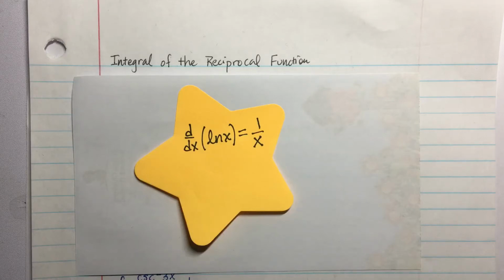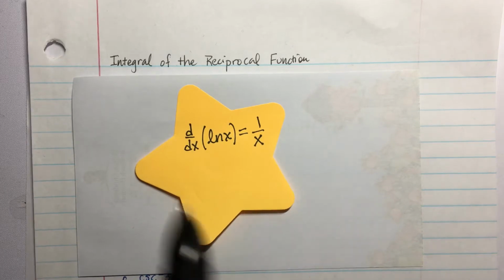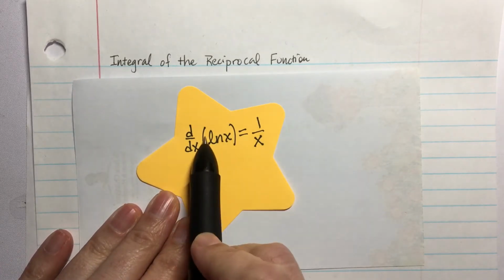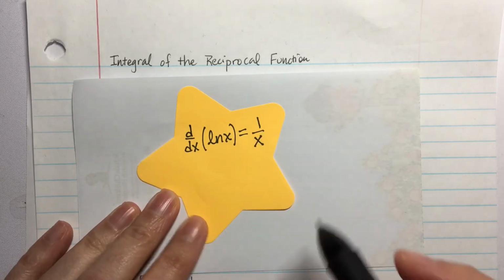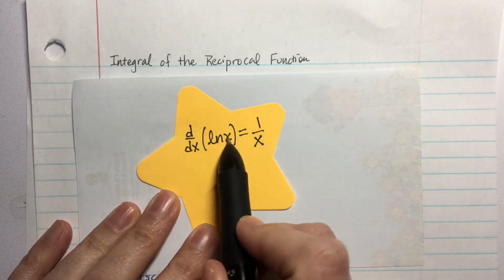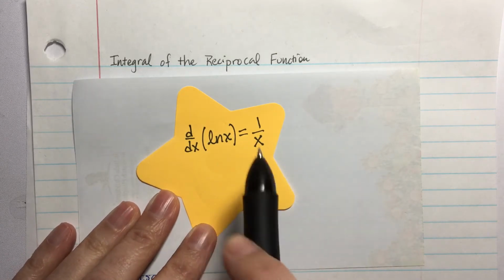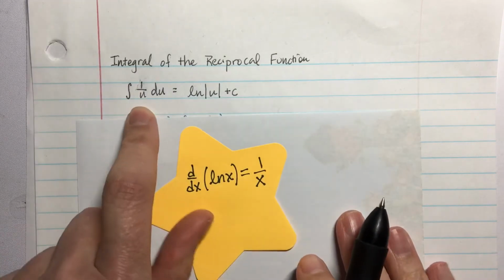Hey everyone, we are looking at the integral of the reciprocal function. Before we jump into that though, just a reminder. Remember way back when, the derivative of natural log x is 1 over x. And if you have something fancier with something besides an x, we have to chain rule that, right? So we're looking at reversing this. So we're talking about having something that looks like this.